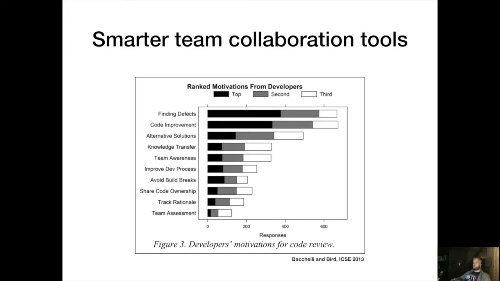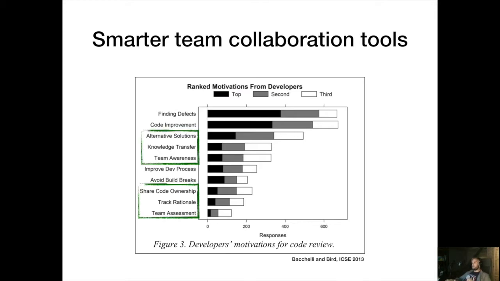And when I say smarter, I don't just mean more automated. I also mean better tailored to users' needs. So this picture is from a rather famous paper on expectations and outcomes of modern code review by Alberto Bacchelli and Chris Bird. This picture presents the most frequent motivations reported by developers for doing code review.